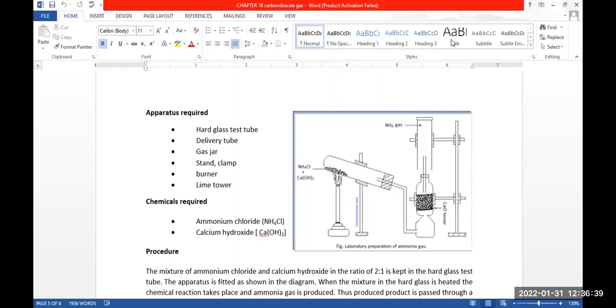And 2 plus 3H2 under special condition. Special condition is 500 degrees Celsius, iron as a catalyst, molybdenum as a promoter, and pressure is 200 to 900 atmospheric pressure. Then reaction occurs and ammonia gas is produced. In this way, we can prepare or produce, or we can manufacture ammonia gas. This is also very important question for SE.